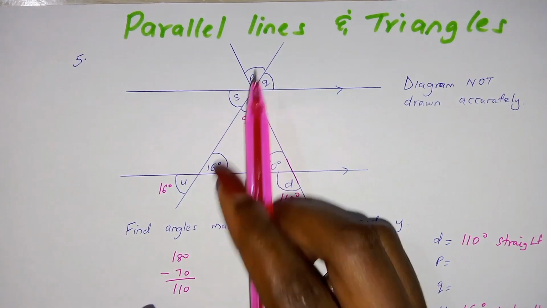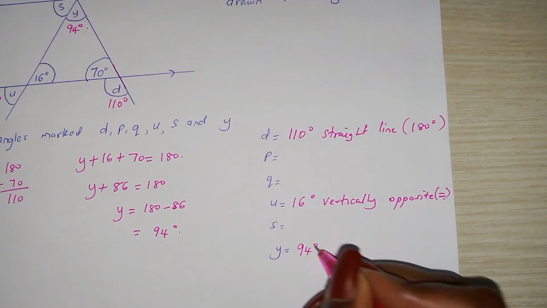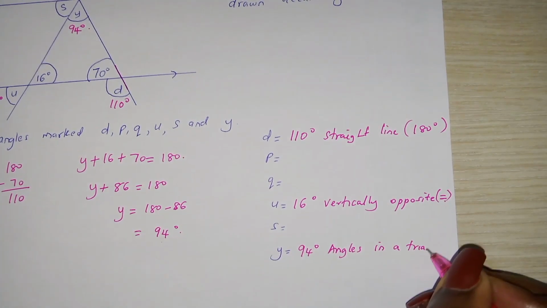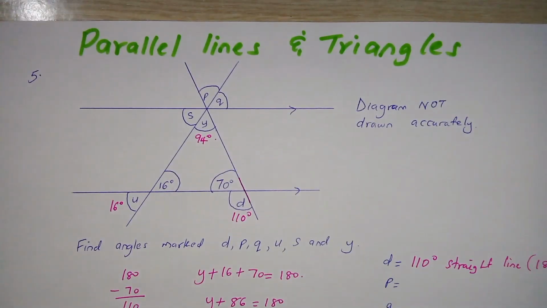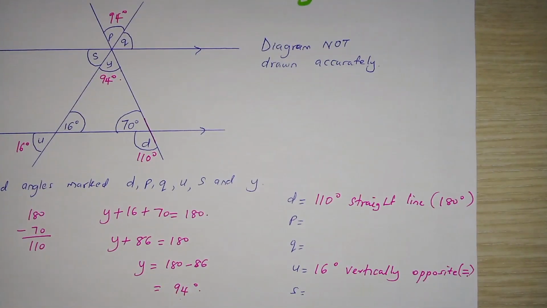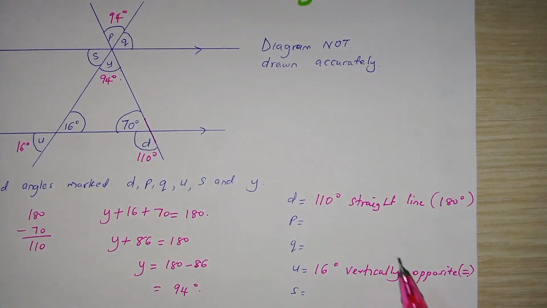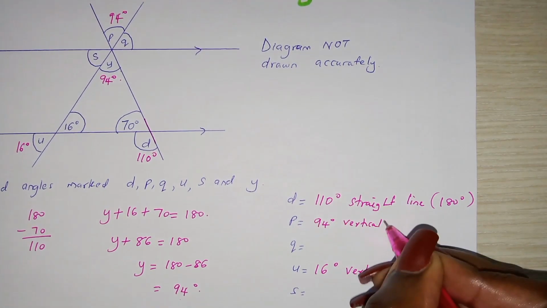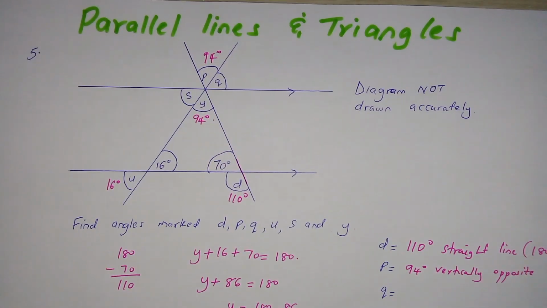Y and P are vertically opposite. So, okay, this one is 94, angles in a triangle add up to 180. And therefore we're saying P is vertically opposite. So this is 94 degrees. Sorry, P, okay, these two are vertically opposite to each other. So P is 94 degrees, so vertically opposite.